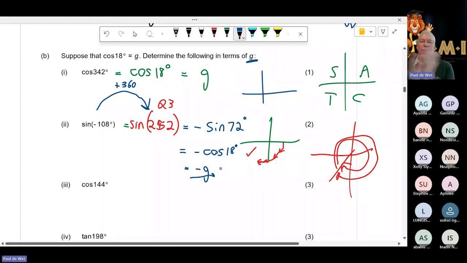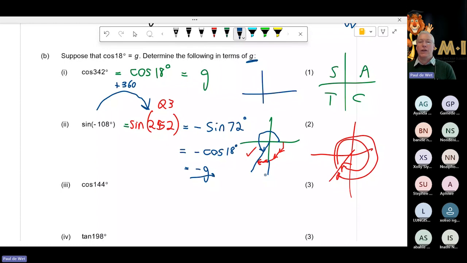So for me, at 252, guys, remember, we want to try and involve 18. This is 252, and remember that the 252 is the whole way around there. The 18 is away from a vertical axis. When we come off a vertical axis, sine changes to cos, cos changes to sine. The angle itself is in quadrant 3, so the final answer is negative g.